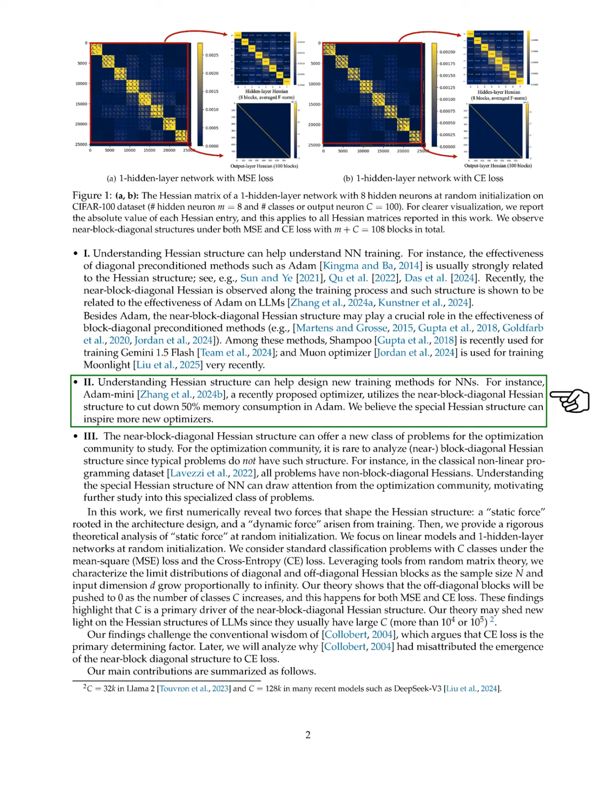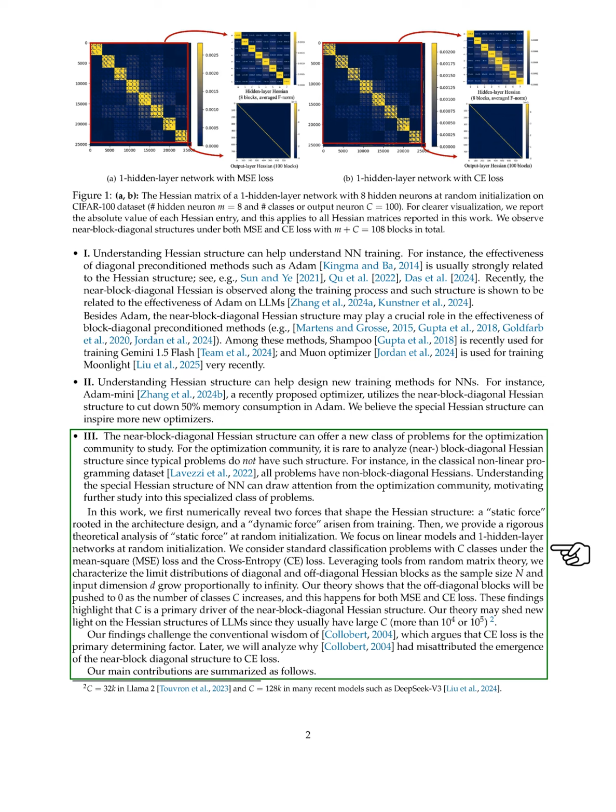Second, insights into the Hessian structure can lead to the development of new training methods. For instance, the ADAM Mini Optimizer leverages this structure to reduce memory usage significantly. We believe that recognizing this special Hessian structure can inspire the creation of more optimizers. Third, the near-block diagonal Hessian structure presents a new area for the optimization community to explore, as typical problems usually do not exhibit such structures. This could draw interest and motivate further research into this unique class of problems.